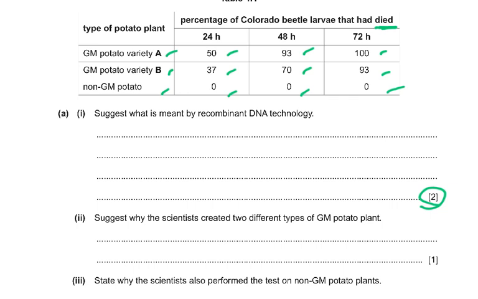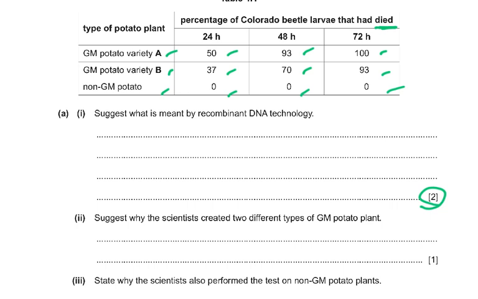So the DNA is joined, made from 2 different species, like the human insulin gene is put into bacteria, so it's 2 different species. And we use enzymes like DNA polymerase, restriction enzymes, or we use vectors to put it into plasmids. So we use vectors to create a transgenic organism.